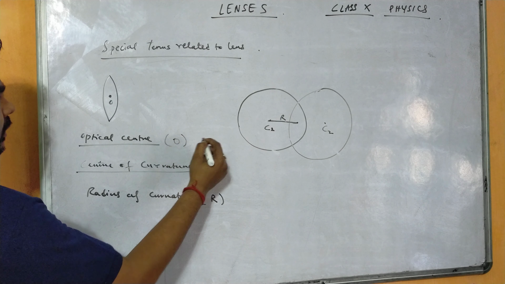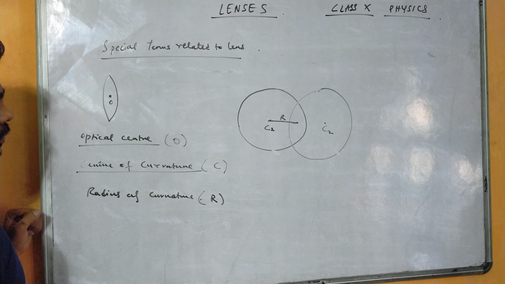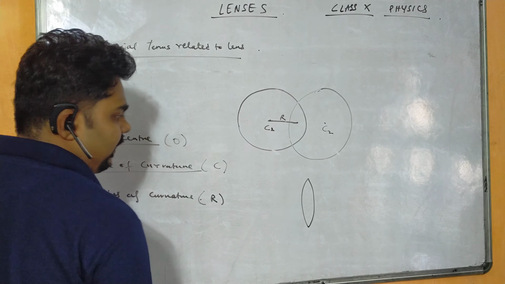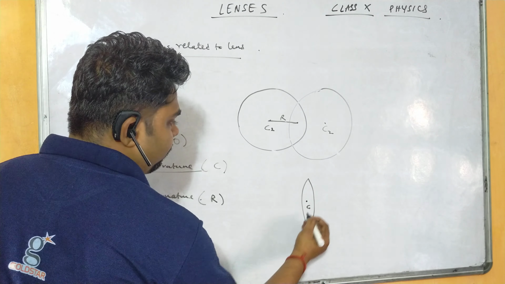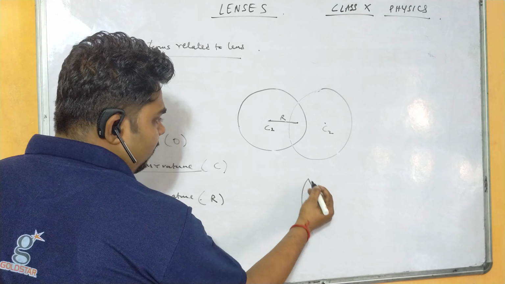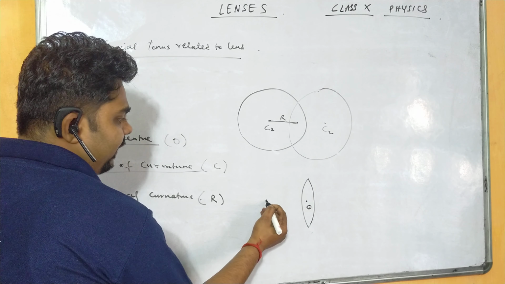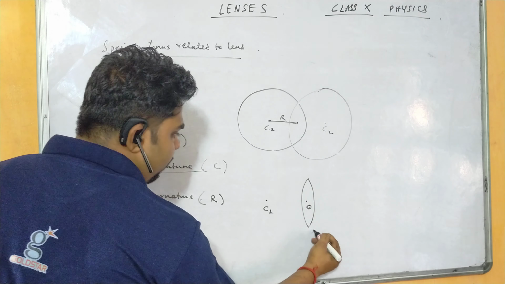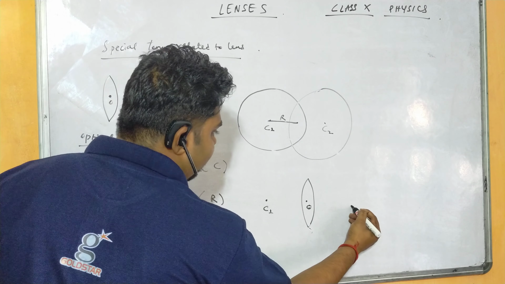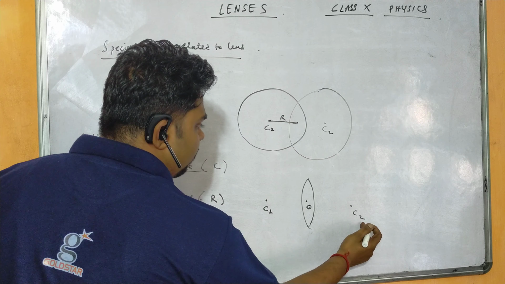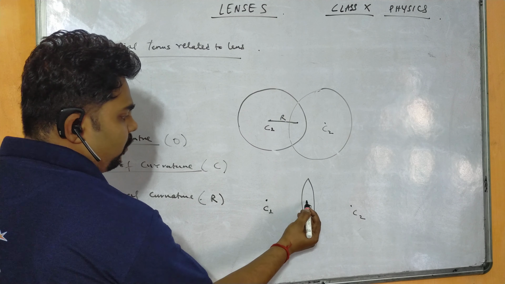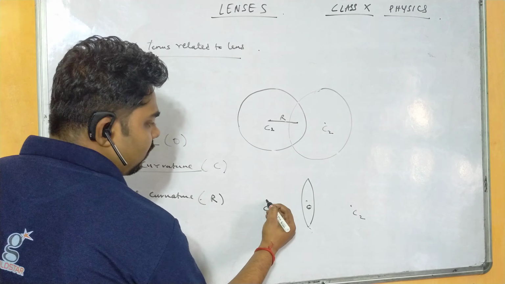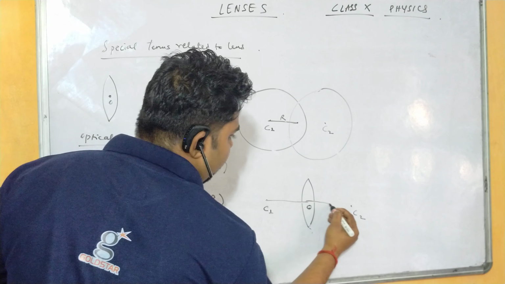So you see, if I consider this lens, this is a biconvex lens, it has an optical center that is O. Now this sphere will have a center over here, that is C1, and for this surface, if you complete the circle, then you will find center 2 here, that is C2. These are the centers of curvature. Now the distance between O and C1 is considered to be the radius of curvature, and this is also a radius of curvature.